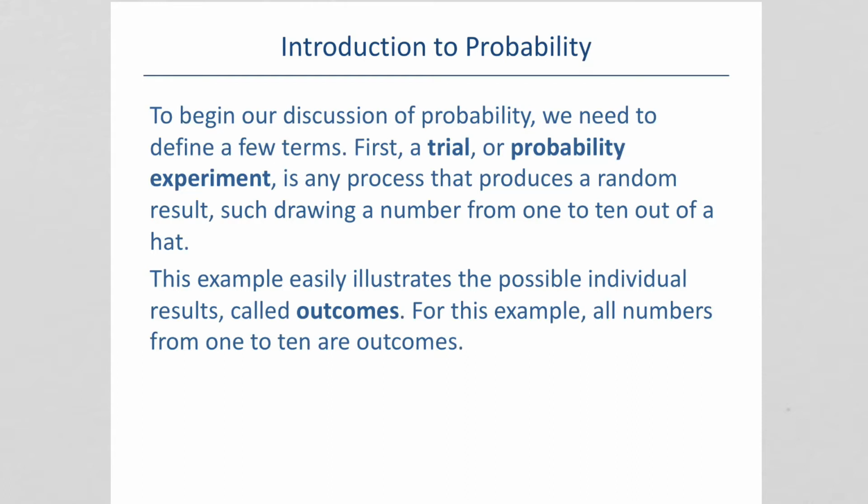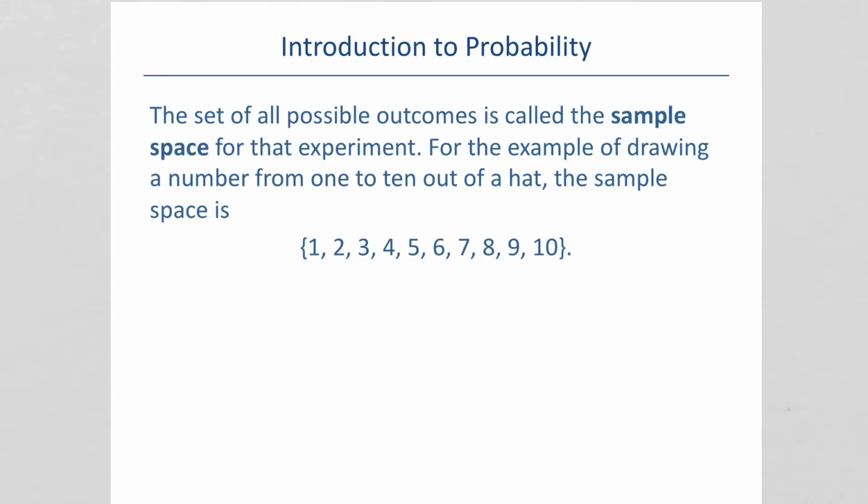First, a trial or probability experiment is any process that produces a random result, such as drawing a number from 1 to 10 out of a hat. This example easily illustrates the possible individual results called outcomes. For this example, all numbers from 1 to 10 are outcomes. The set of possible outcomes is called the sample space for that experiment. For the example of drawing a number from 1 to 10 out of a hat, the sample space is 1, 2, 3, 4, 5, 6, 7, 8, 9, 10.